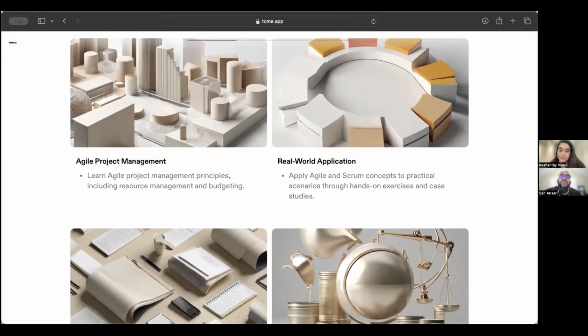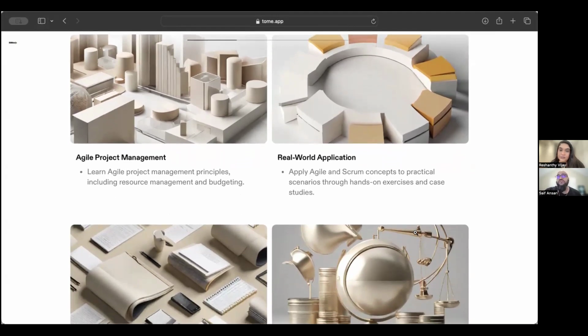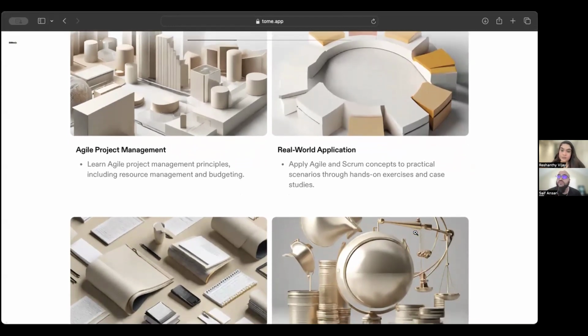Now, moving on, Agile project management will give you some experiences and some knowledge on that, especially on the lean side. We'll give you real world applications like I've mentioned. This course will definitely prepare you for the CSM exam.